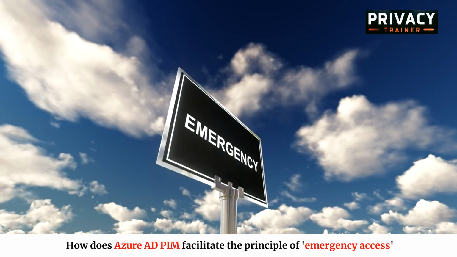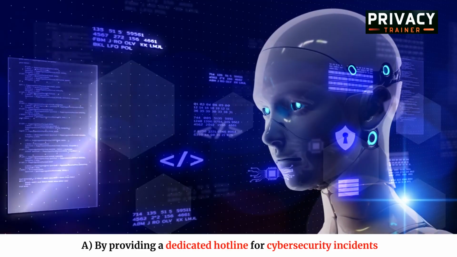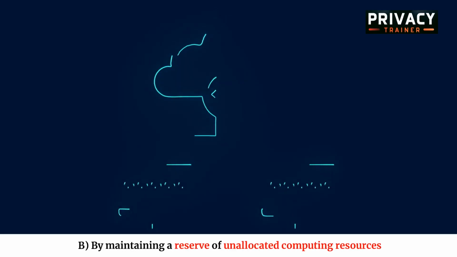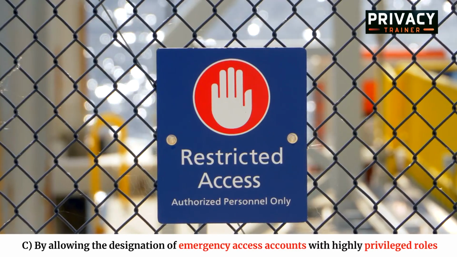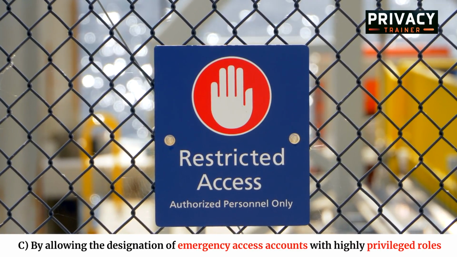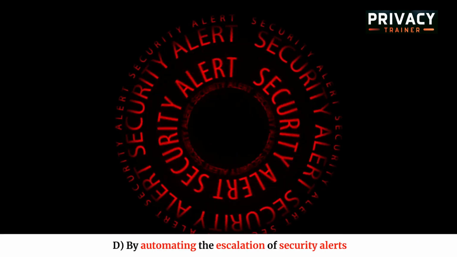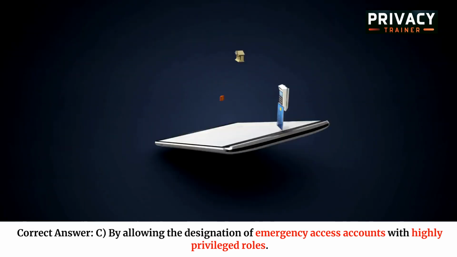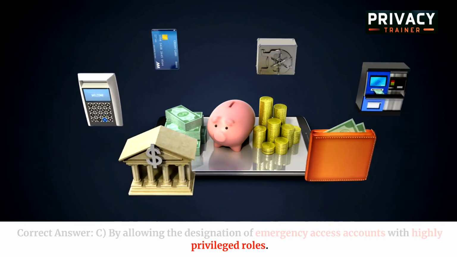How does Azure AD PIM facilitate the principle of emergency access? A. By providing a dedicated hotline for cybersecurity incidents. B. By maintaining a reserve of unallocated computing resources. C. By allowing the designation of emergency access accounts with highly privileged roles. D. By automating the escalation of security alerts. Correct answer: C. By allowing the designation of emergency access accounts with highly privileged roles.